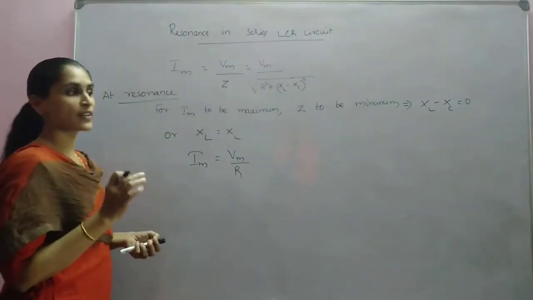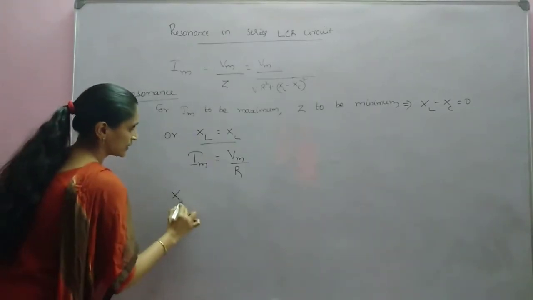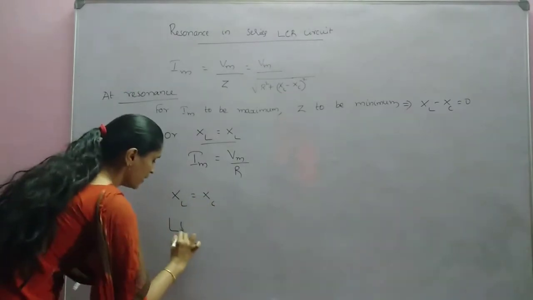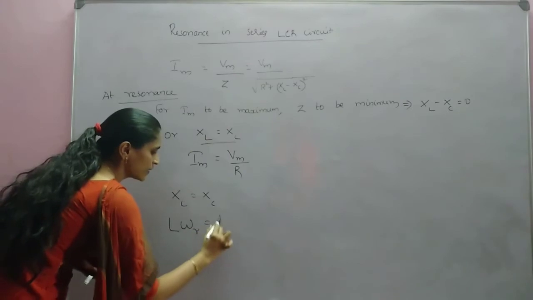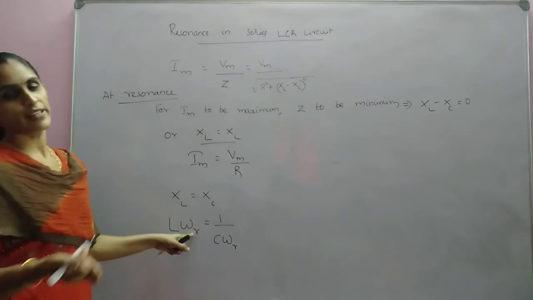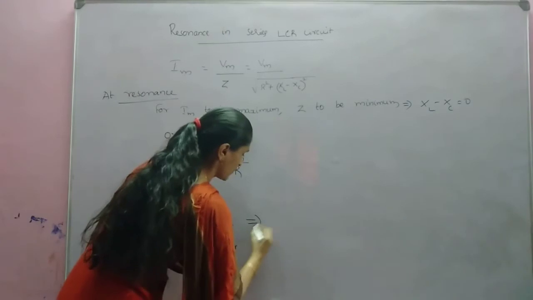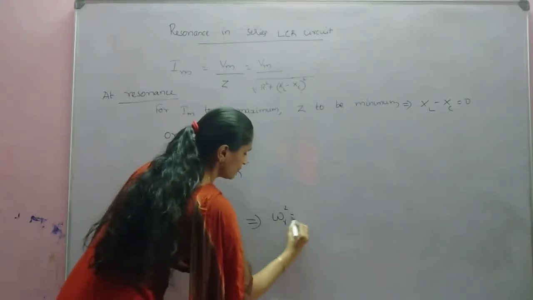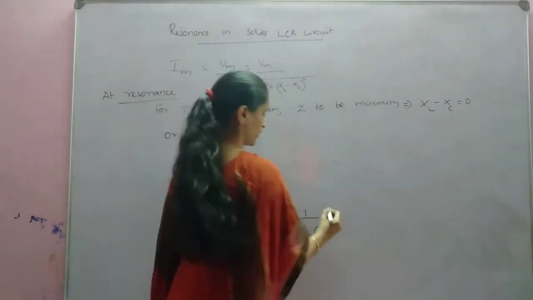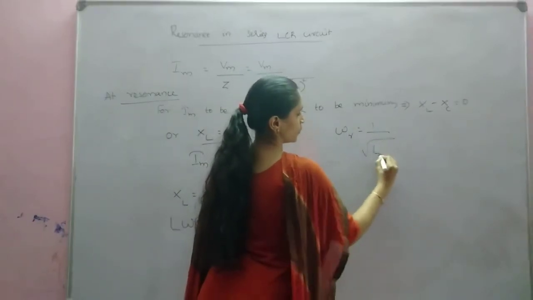And we can find the expression for resonant frequency. How to find it? We can consider this expression, XL is equal to XC. XL can be written as L omega R, that is equal to 1 by C omega R. Why are we writing omega R? To indicate that it is the resonant frequency. Or we can write omega R square is equal to 1 by LC, or omega R is equal to 1 by root LC.